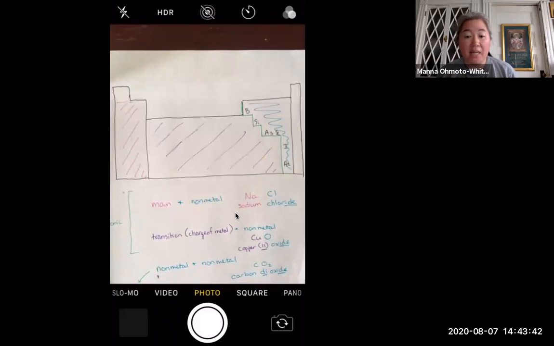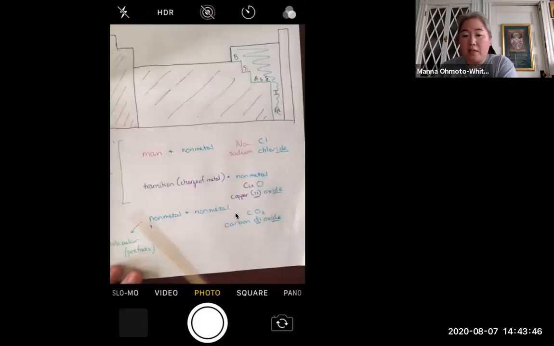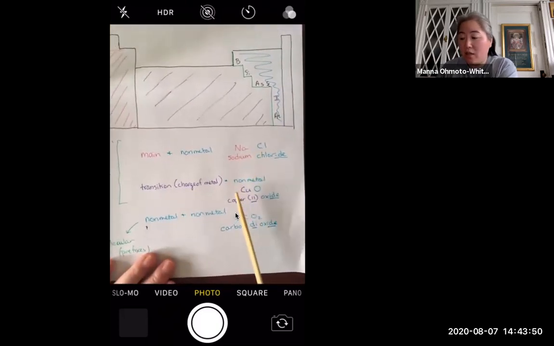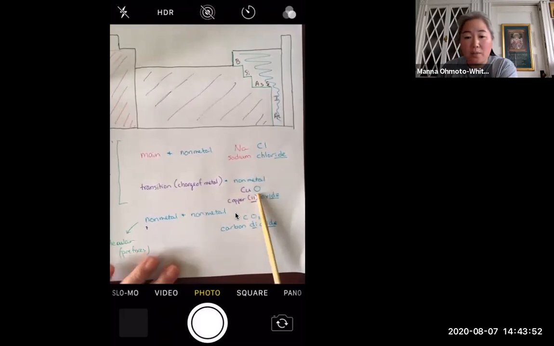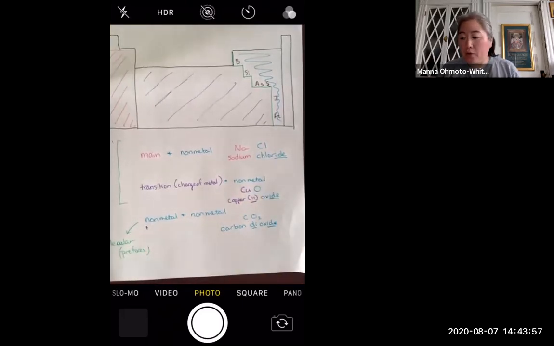So what you should at least be able to do is to first recognize whether something is a binary compound. So if I'm looking at these examples here, sodium chloride has two capital letters, copper(II) oxide has two capital letters, and carbon dioxide has two capital letters. Those are binary compounds. And then the second part is: is it an ionic compound or is it a molecular compound?